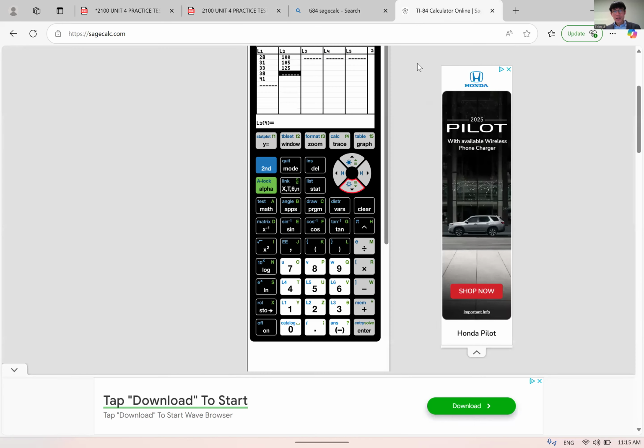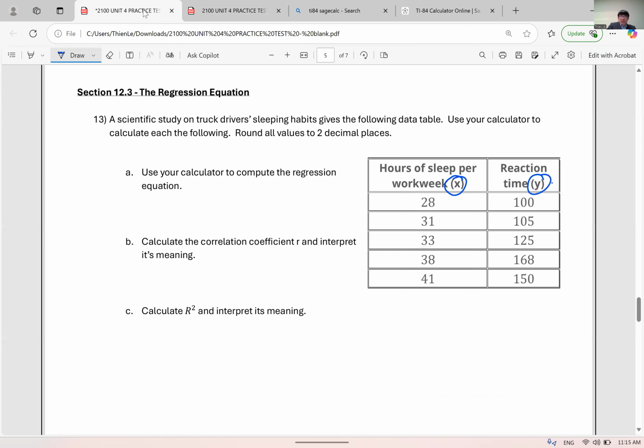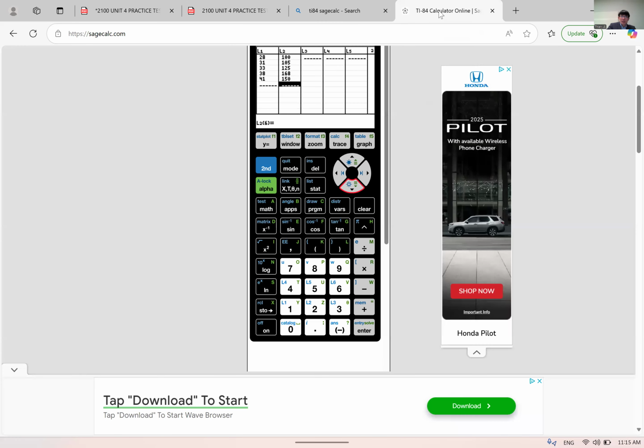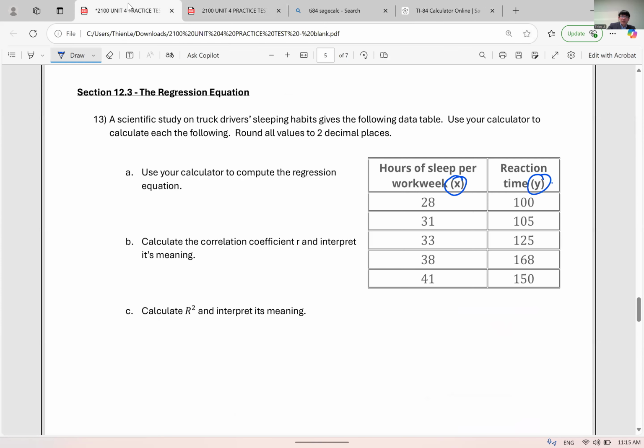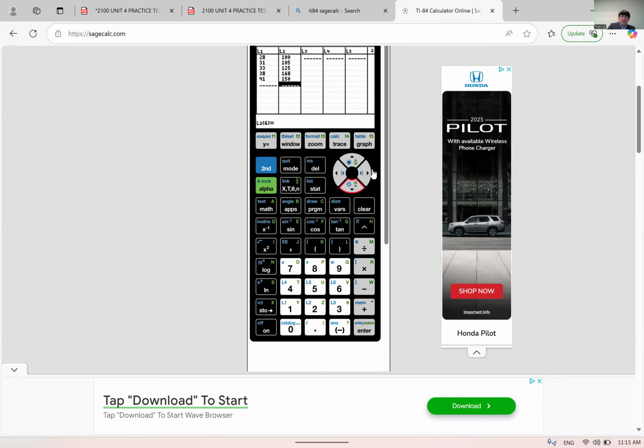168, 150. 168, 150. 28, 31, 33. 38, 41. 100, 105, 125. 168, 150. Okay, perfect.